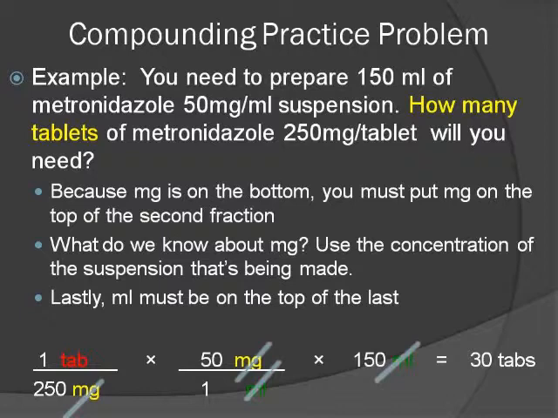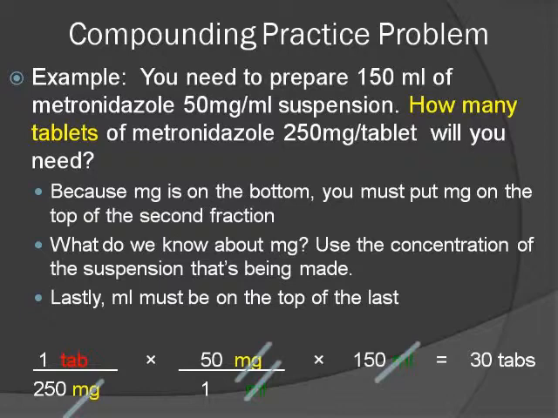Now, you might be thinking, well, what's next? Well, again, because we have mL on the bottom of the second fraction, it has to be the unit on the top of the last fraction, or the third fraction. And really, it's just over 1. So like I said earlier, you could either put the 1 beneath the 150, or you could just leave it as I did. So notice the units canceling out.